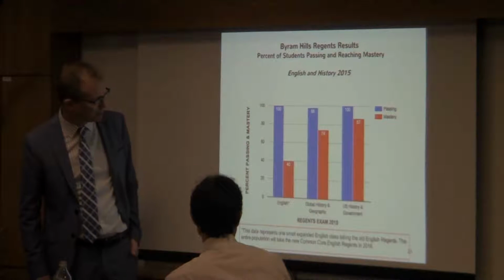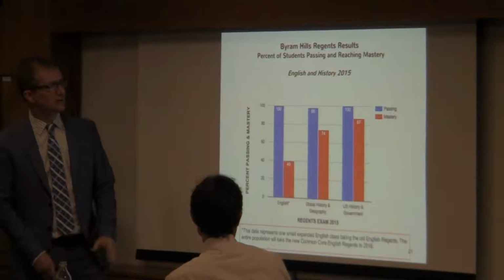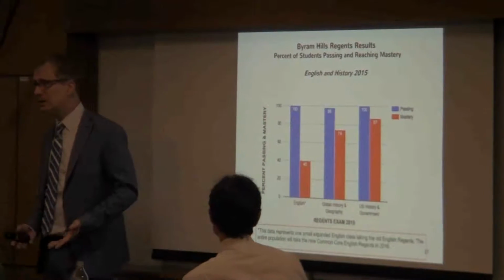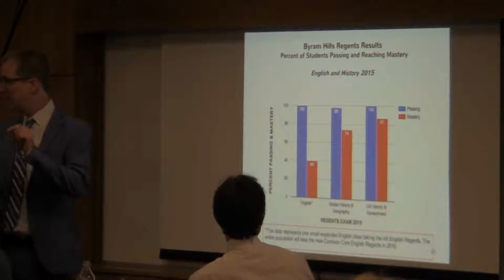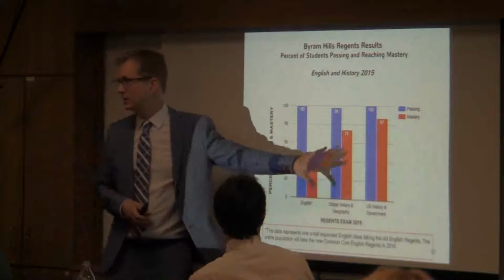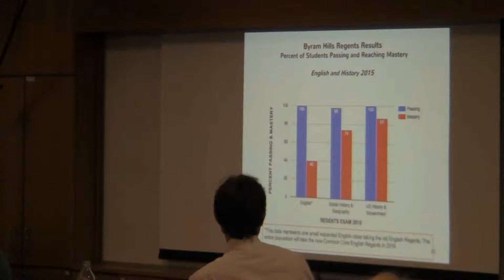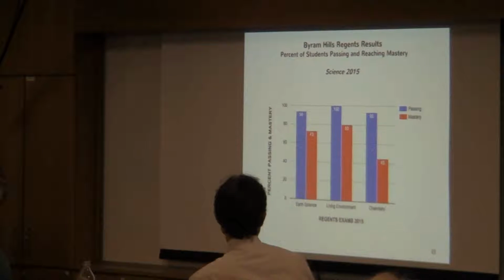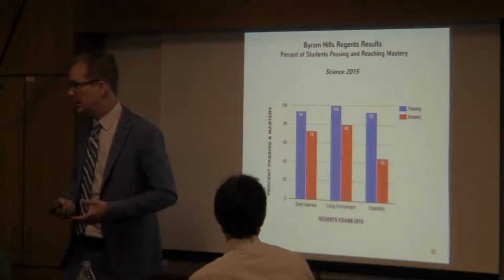It's a small cohort. This is our global history and our U.S. history Regents exams. The blue bar is representing students passing. We also look at the mastery rate, which on a Regents exam is scoring an 85 to 100. Again, these results have been very consistent with just minor fluctuations over time, so I don't compare them year to year. Same thing in science. These results have been really consistent and show the excellence over time.